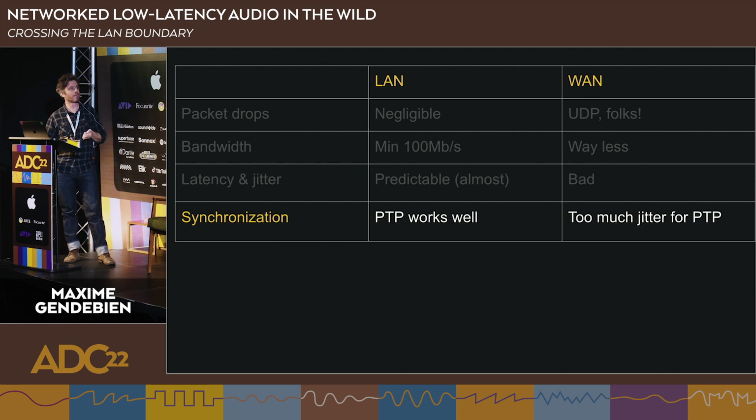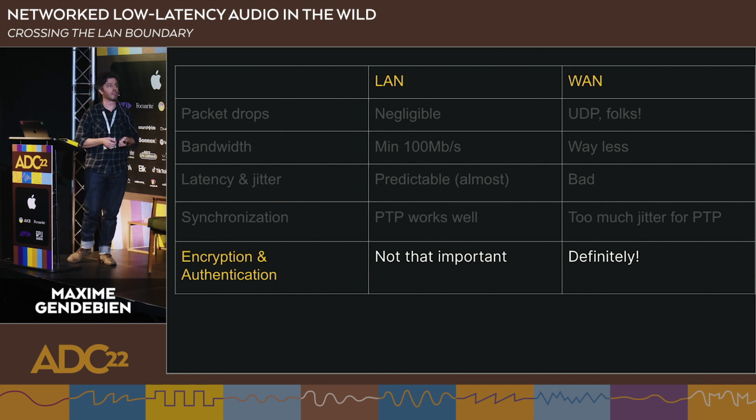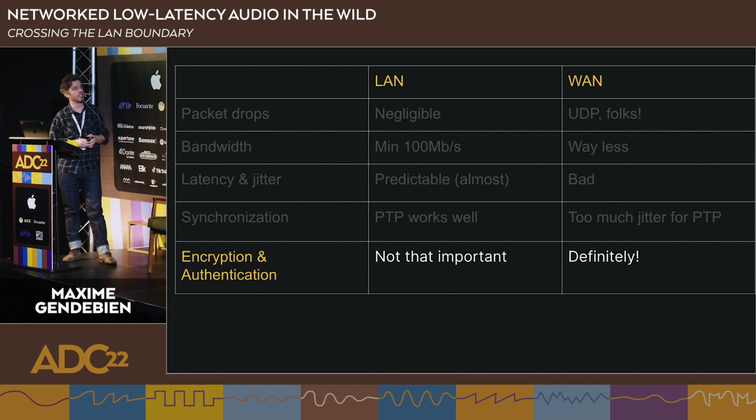Synchronization will be tricky on the internet. PTP works very well on LAN, but it's not very good at handling jitter. So in most cases, on the internet, you need to find another solution. Encryption and user authentication: you can't go around that on the internet. It's absolutely critical, it needs to be there. On LAN, depending on your use case, you might want to have it, but it might be totally irrelevant as well. Another set of things to think about.